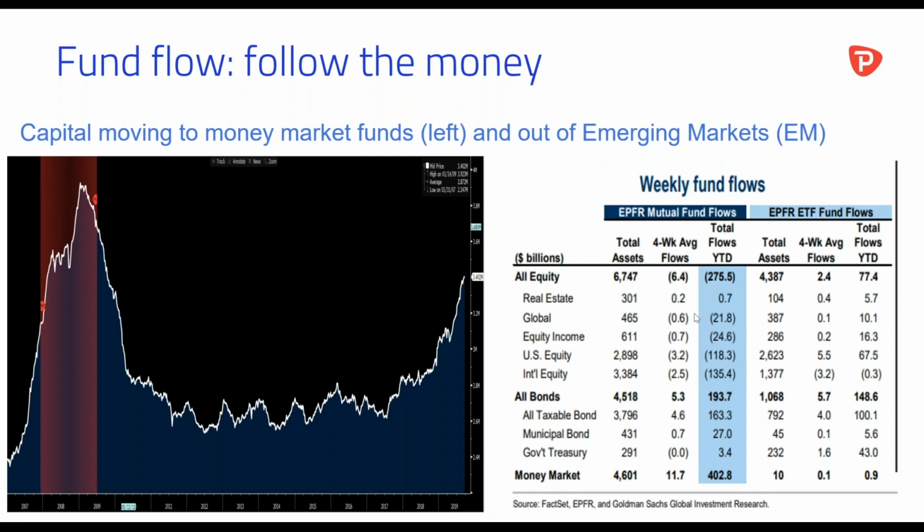The other point as well is I think we always look at fund flow. If you're a trader, you always follow the money. You have to see where it's going. And I think this chart on the right here from Goldman Sachs talks about where funds have been going, mutual funds and also ETFs. There's been a lot of money flowing out of mutual funds this whole year, out of equity funds, a lot of money going into bond funds. I don't think that's going to surprise anyone.